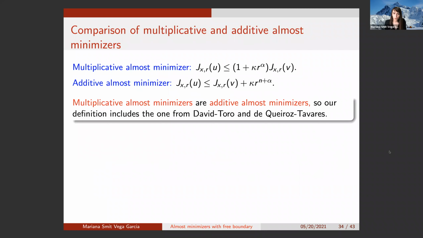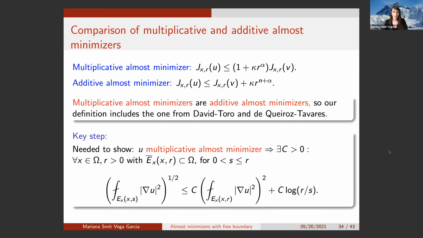We can actually prove that multiplicative almost minimizers are additive almost minimizers. And that means that our definition includes the one that was used before by Guy and Tatiana, and also by De Queiroz and Tavares. I think it looks pretty natural to assume that the multiplicative are going to be additive.